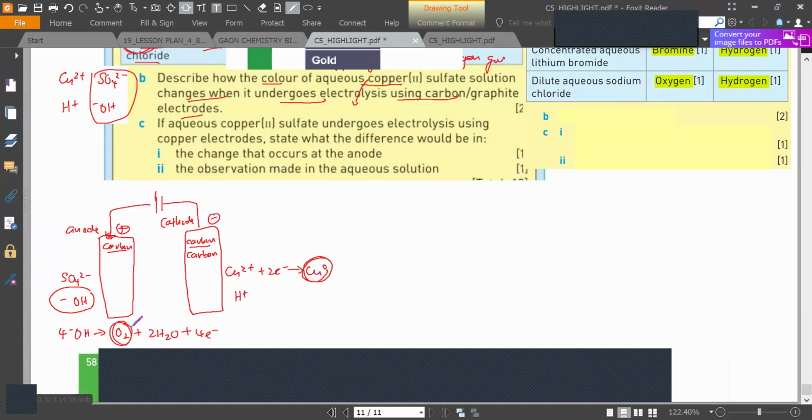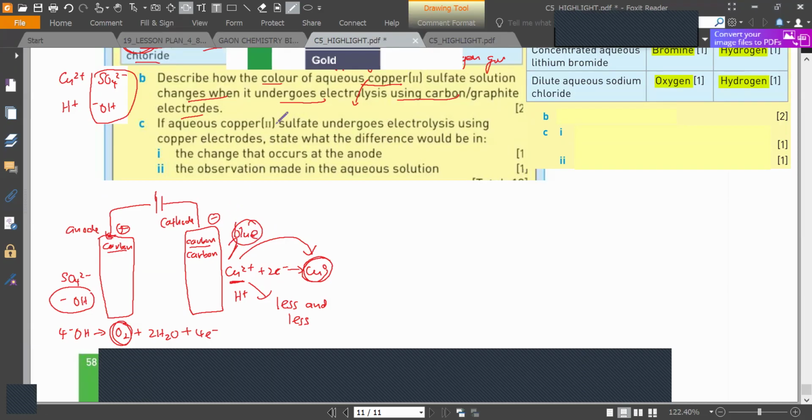And then you see here the copper ion keeps getting used up. We keep using the copper ion to turn into copper metal, so this one is getting less and less. This copper ion has the blue color, and it causes the solution to be blue.